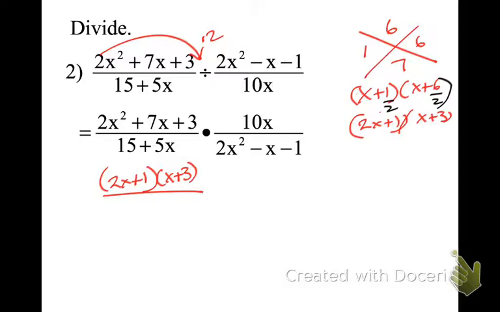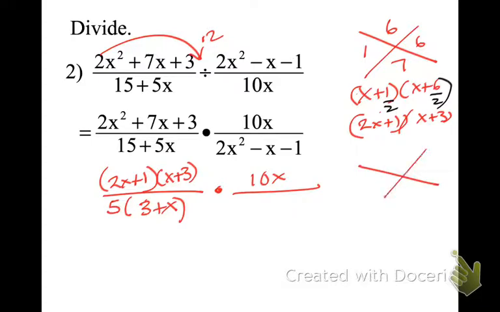The denominator, what does that factor to? That's going to be 5 times the quantity of 3 plus x, or x plus 3. Yes, 3 plus x really means the same thing as x plus 3, times 10x all over. Now I've got to factor: what multiplies to negative 2 and adds to negative 1? So it's x plus 1 times x minus 2. What do I do next?